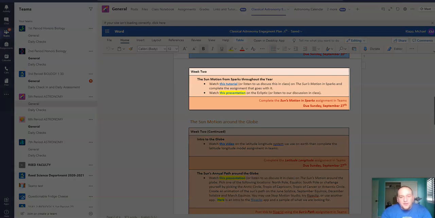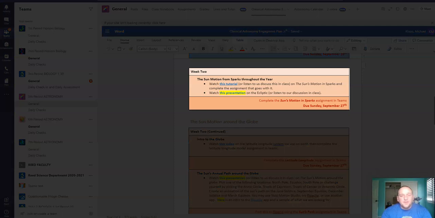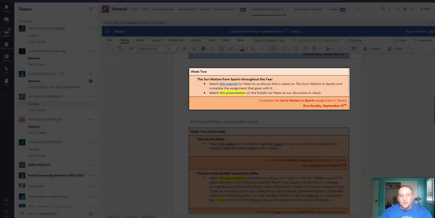The first part of week 2 involves the sun's motion through the stars throughout the year. The first part of this involves checking out a tutorial on the sun's motion through the stars, and the second part is this, focusing on the ecliptic. The ecliptic is a really important line in our sky, and it denotes some very important stuff for us, and I'm going to go over that right now.